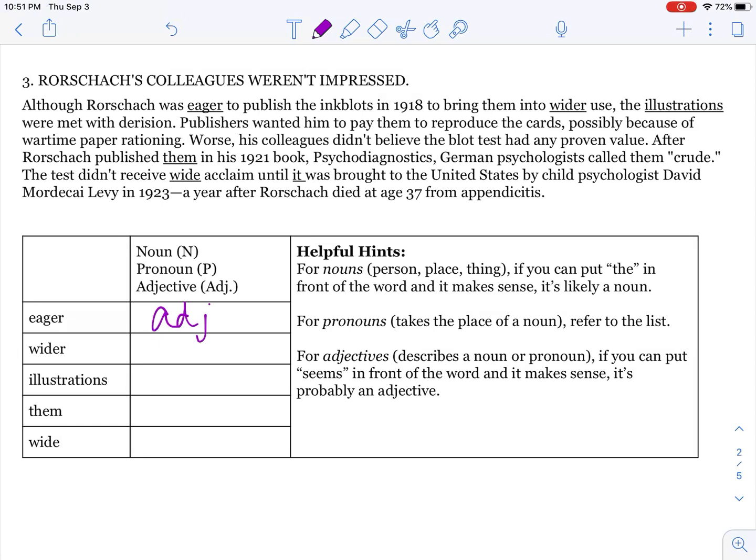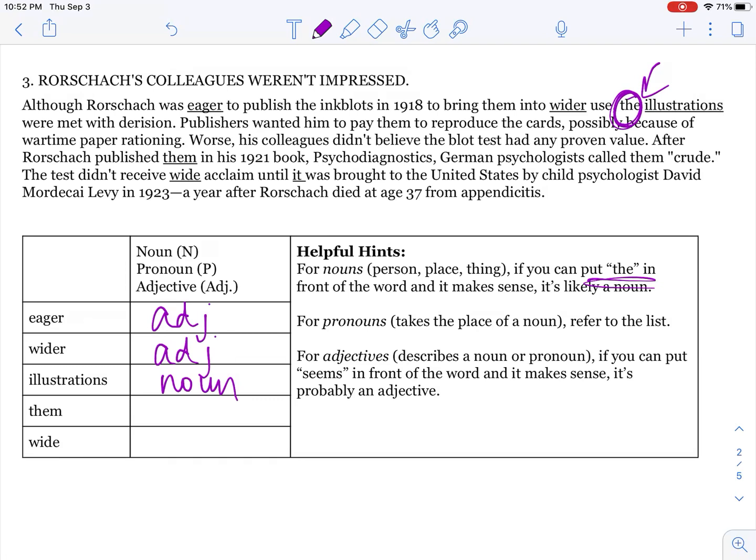Okay. Wider. So let's go look at that. Is it the wider? Is wider taking the place of a noun? Or is it seems wider? You could say that something seems wider over there than it is over here. That makes sense. So it's also an adjective. Illustrations. Look at this word right here. It literally has the word the right in front of it. And that's a way you test a word to see if it's a noun. So it's definitely a noun.